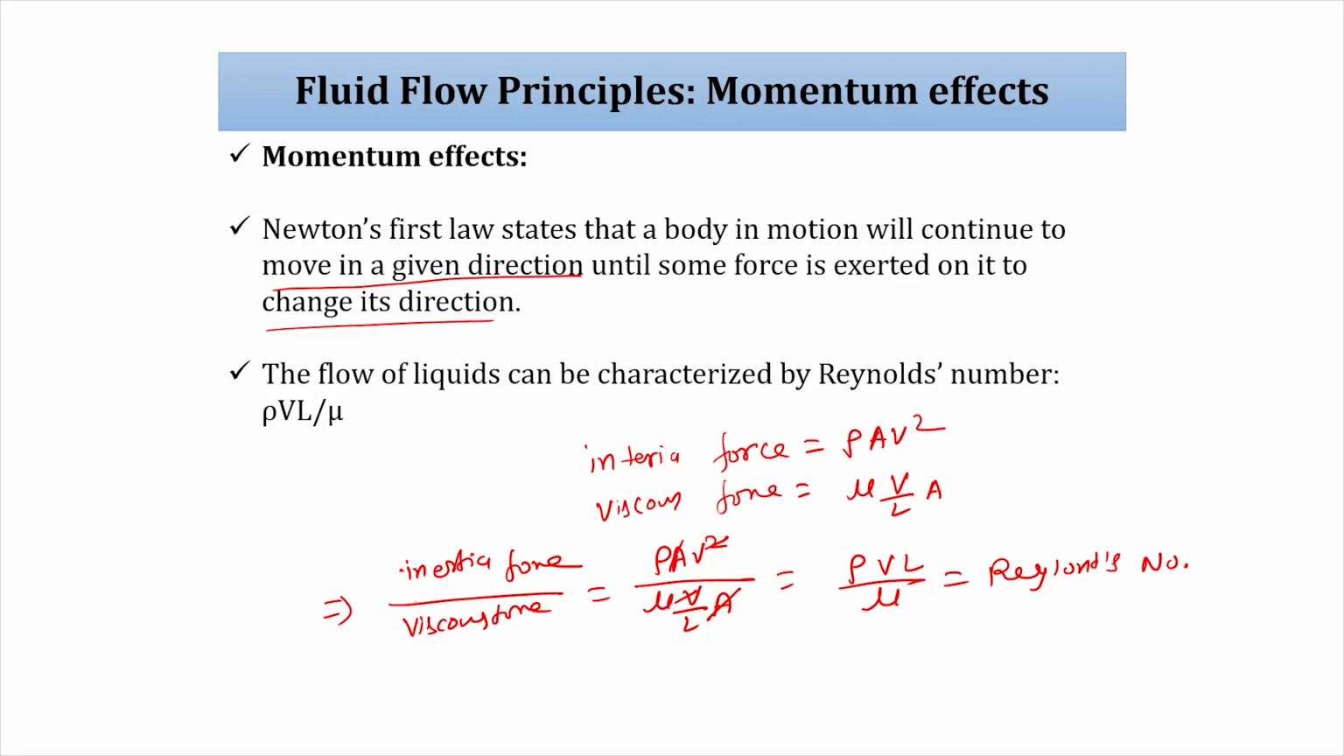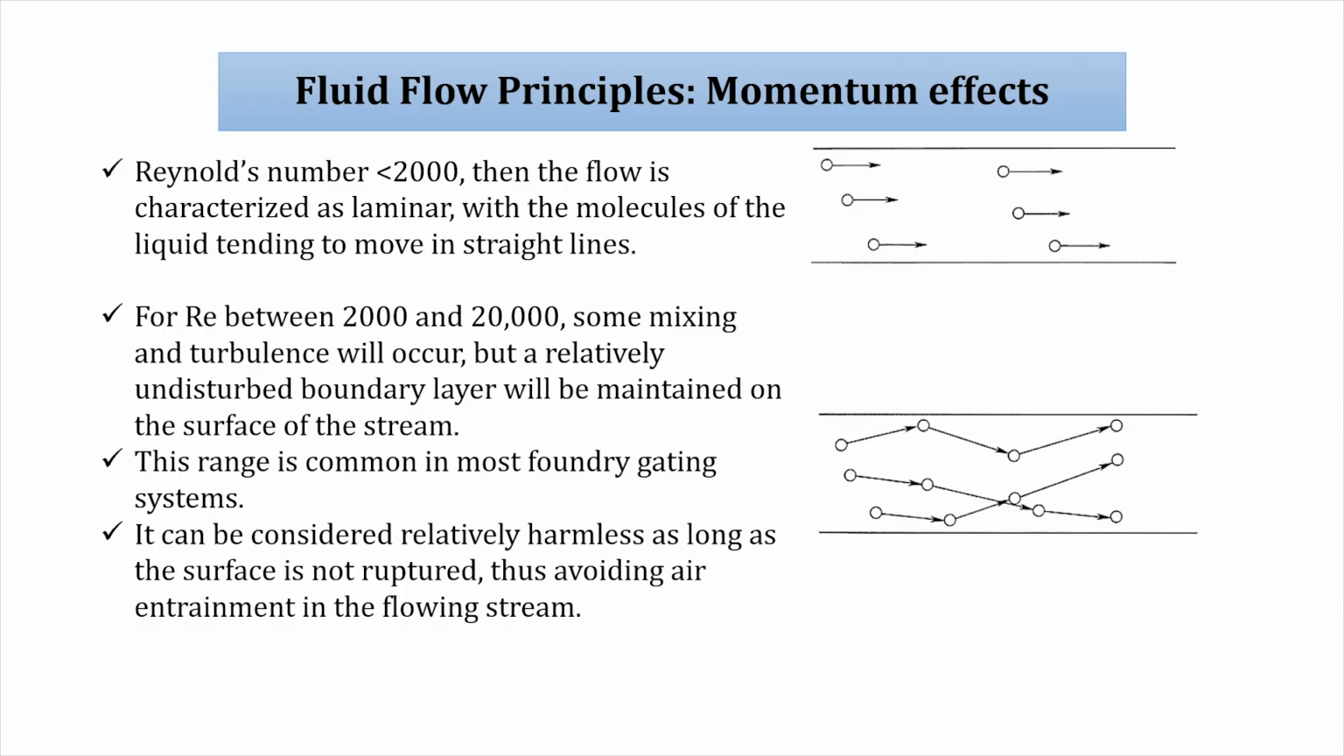It suggests that if the Reynolds number is less than 2000, then the flow is characterized as laminar, meaning the molecules of the liquid tend to move in a straight line like this. If a particle is here at this position, after some time it will be at the same height and the same position along the depth, and it will just move in one direction. It is not going to do a zigzag kind of thing. That is called laminar nature. If Reynolds number Re is less than 2000, where the Reynolds number is the ratio of inertia force to viscous force, the fluid particle is moving in a straight line.